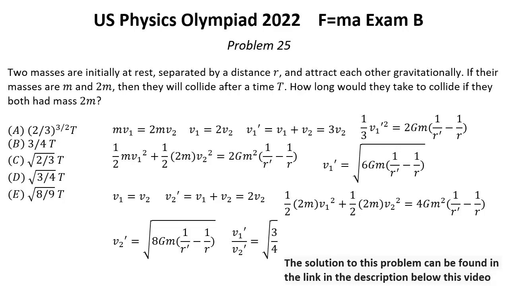It means that the time to collide is inversely proportional to the velocities. So in the second case we have time equal to square root of 3 over 4 times t, which is answer D, and that was the solution for problem number 25.